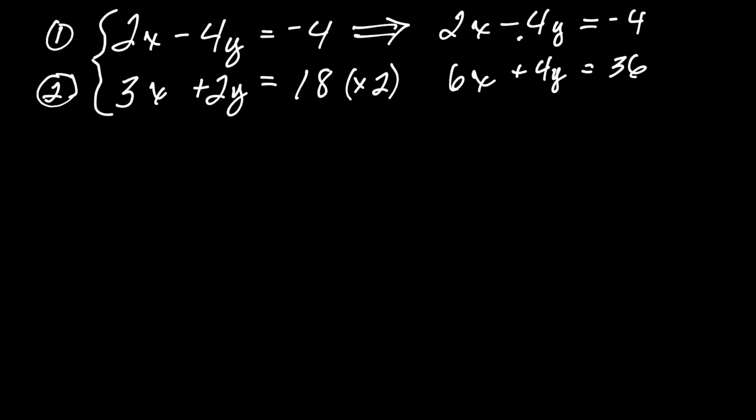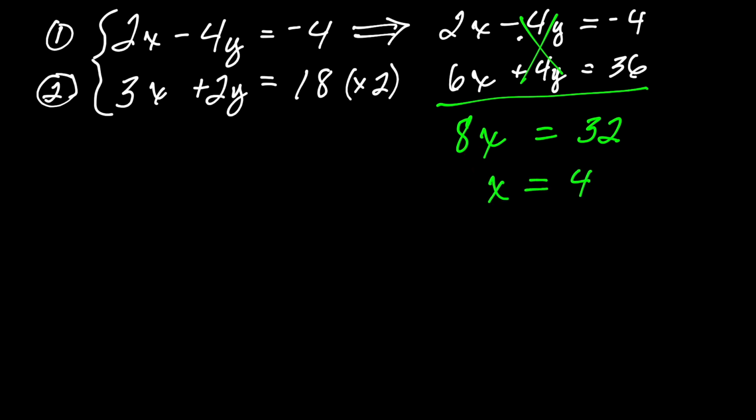So now, let's just switch colors to be interesting. Going to add together. Notice these two add off. So I've eliminated the y. So now I'm just dealing with x. So I have 8x equals 32 because negative 4 plus 36 is 32. Divide both sides by 8. So x is equal to 4.